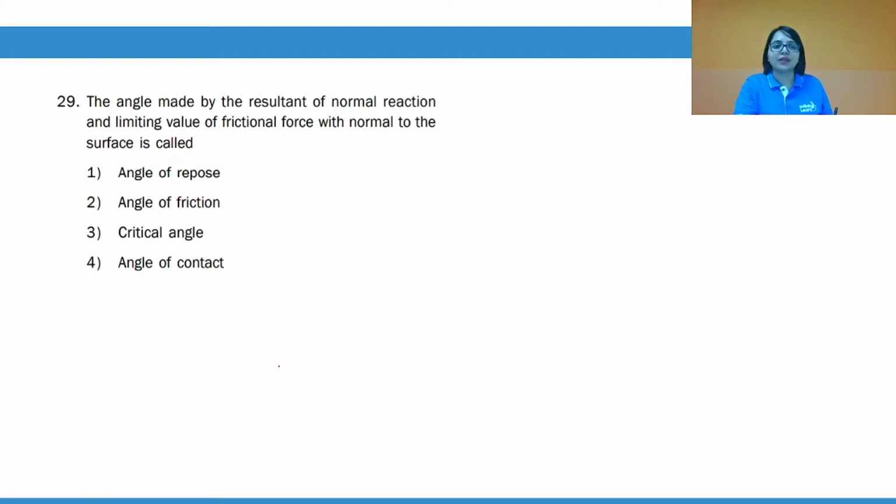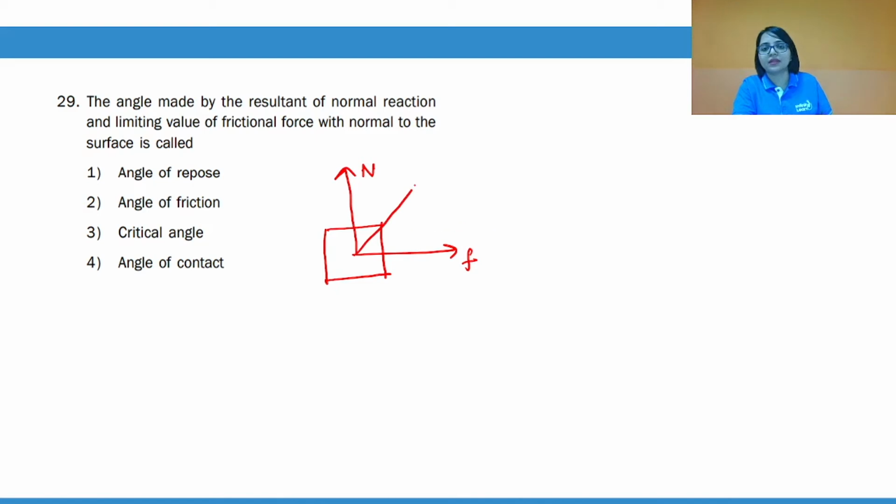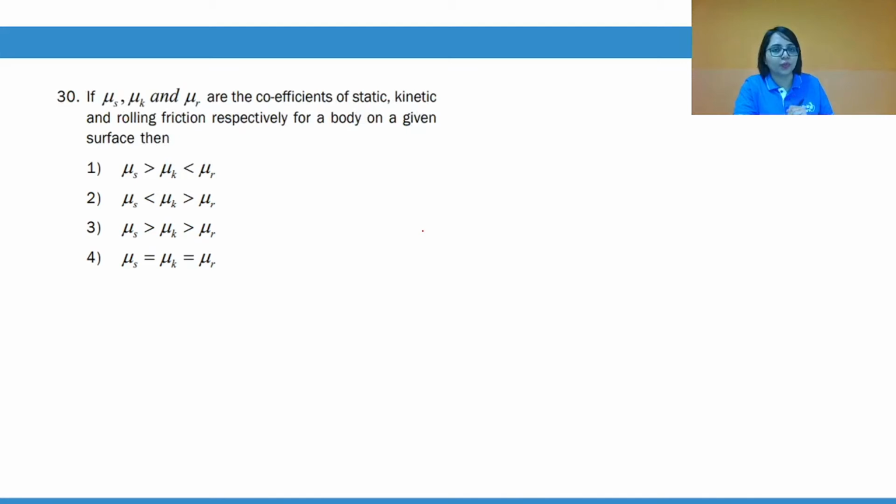Question number 29. The angle made by the resultant of normal reaction and limiting value of frictional force with normal to the surface is called. So this is your block, and let's say this is normal reaction, this is the friction, then this is the resultant of this normal reaction and friction. So angle made by the total contact force and normal reaction is known as angle of friction, that is option 2.